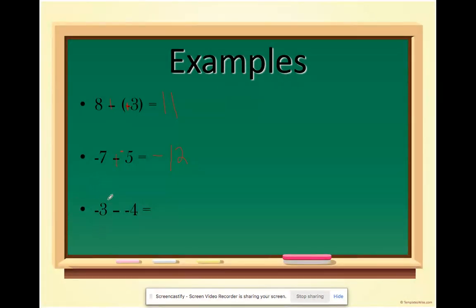Negative 3 take away negative 4. He says 7, or maybe negative 7, because that's what we're used to looking at. But here's the deal. Instead of subtracting, you must add. What's the opposite of negative 4? Positive 4, okay? So I have 3 neggies, 4 pawzies, what's the answer? 1. That was correct.